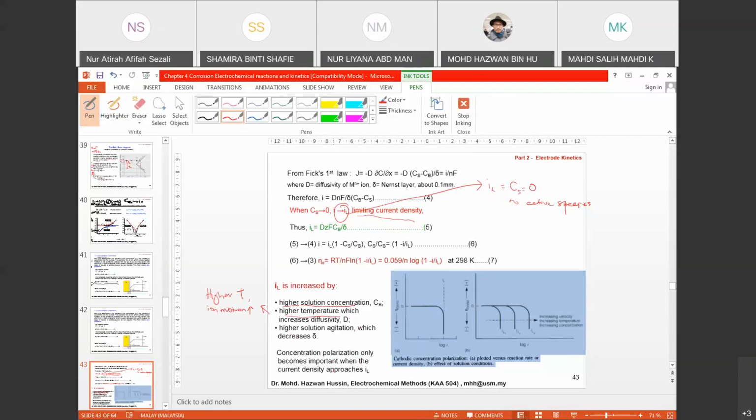Concentration polarization only becomes important when the current density approaches IL. So over here, you can see that this is just part of the curve. You have potential versus current density, log I. This is showing you cathodic polarization. Imagine that if you have log I versus potential, this is the plot that you'll get, because it's log, you'll get a Tafel plot. So half of this is basically anode.